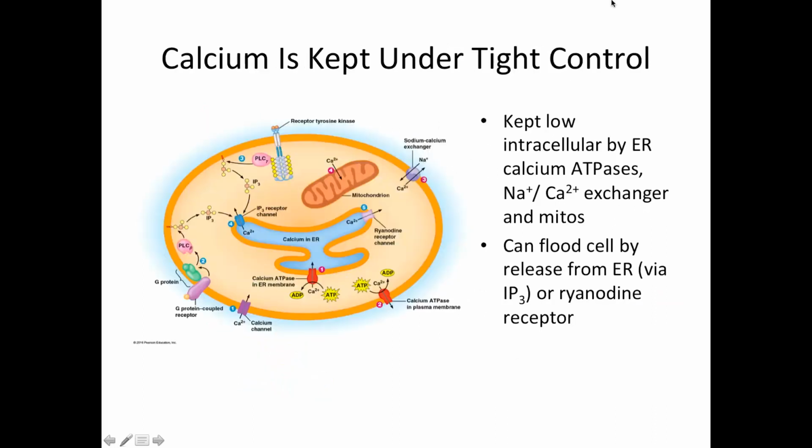Now, I said that IP3 can trigger calcium release. That's because calcium is kept under tight cellular control. So usually the amount inside the cell is very, very low, and that's because it's being either pushed out of the cell by sodium-calcium exchangers or by calcium ATPases, or it's being put into the endoplasmic reticulum by a calcium ATPase in that endoplasmic reticulum membrane. However, once it's released, it can flood into the cell, either from IP3 binding to the IP3 receptor channel in the endoplasmic reticulum, or from another receptor that is important for cardiac physiology, the ryanodine receptor.